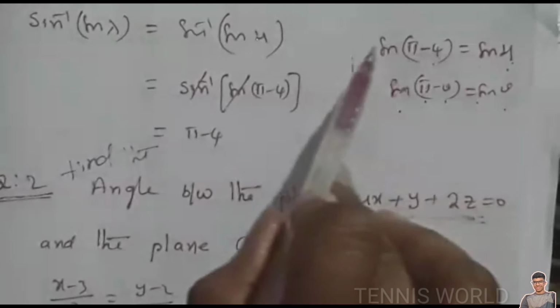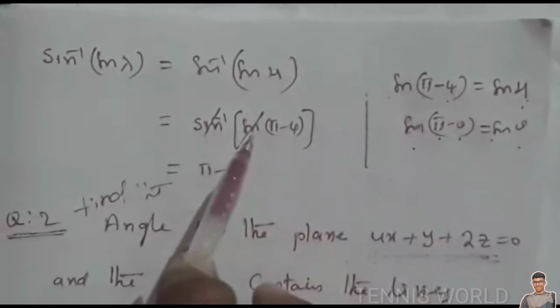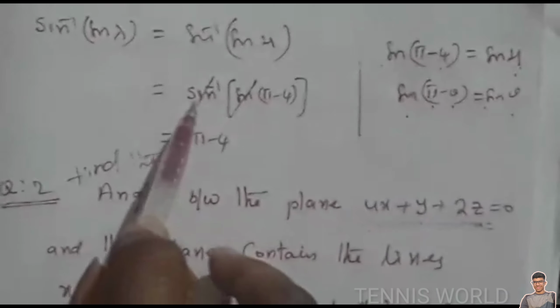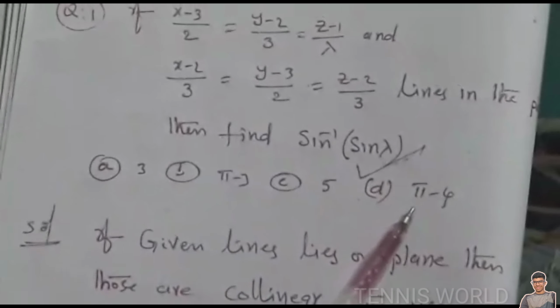So in the place of sin 4, we can write sin of pi minus 4. Then the sin gets cancelled. Our answer will be pi minus 4, which is the fourth option. Right, I think all of you understood.